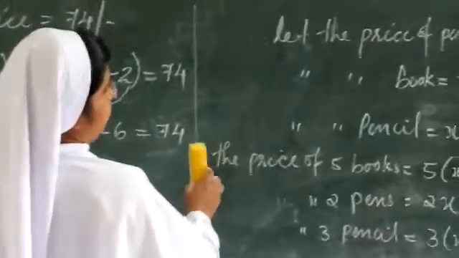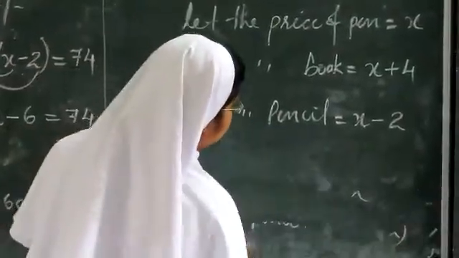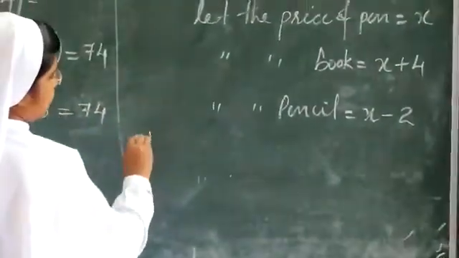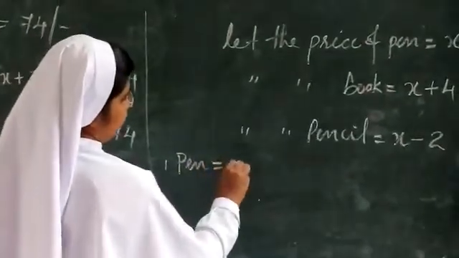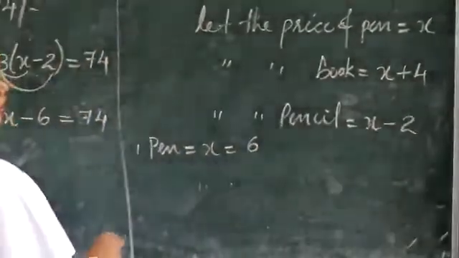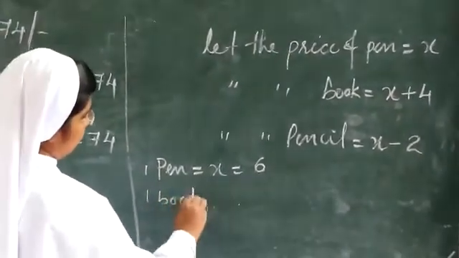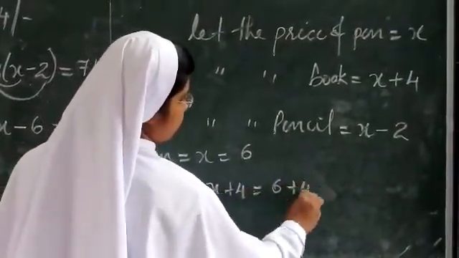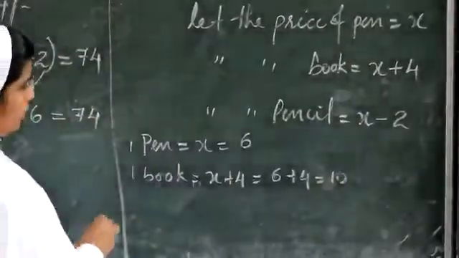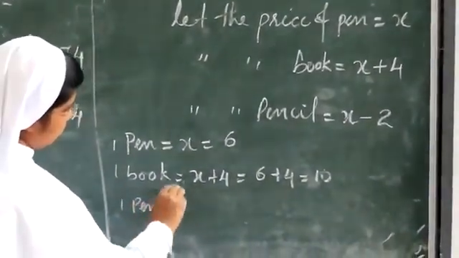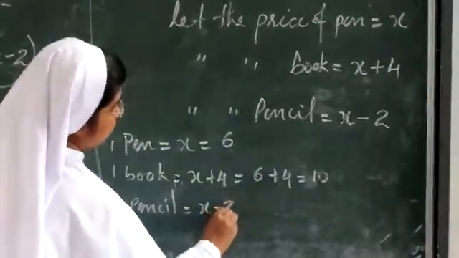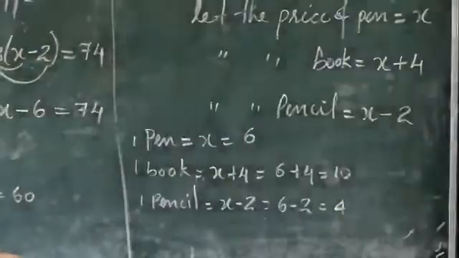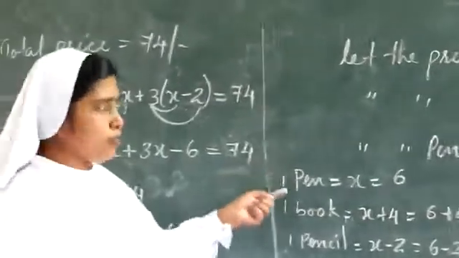So now what can we find out? Look here. Now x is equal to 6. What is x? Price of 1 pen is equal to x, that is equal to 6. Now book. One book, how much did we say? x plus 4, that is equal to 6 plus 4. That is 10. Next, one pencil. That is equal to x minus 2, that is 6 minus 2, that is equal to 4. Alright, we got the price of one pen, one book, one pencil.